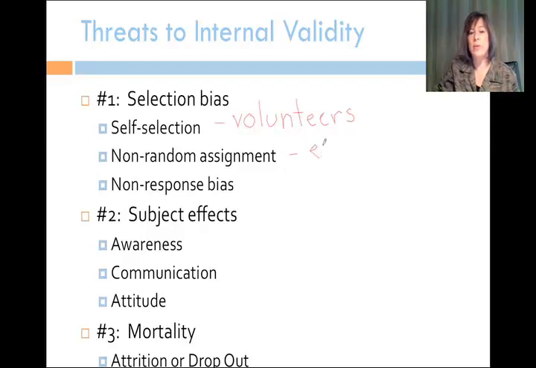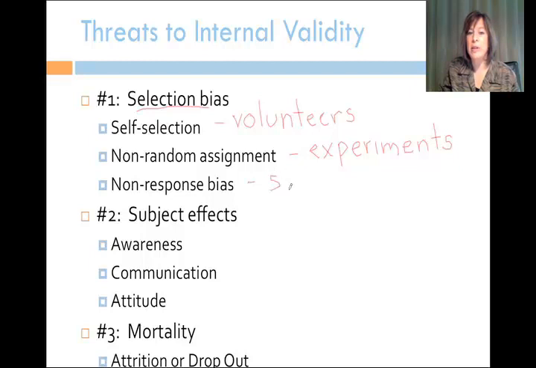Non-random assignment is related to experiments, and we're going to talk about experiments a little bit later in a different module, but with experiments, you typically will have a research group and a control group. And for a robust method for experiments, you want to have random assignment into each of those groups. If we don't, we cannot account for individual differences. If we can't account for individual differences, we are susceptible to selection bias, that threat to internal validity.